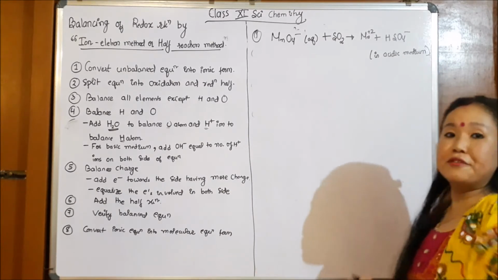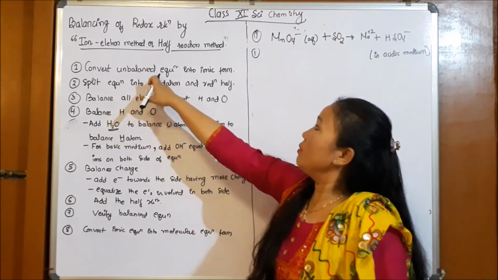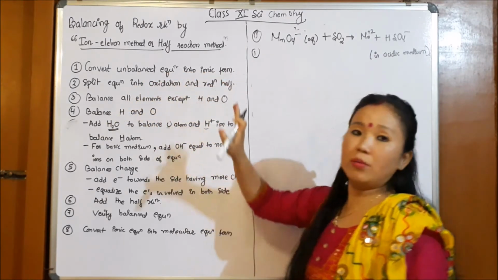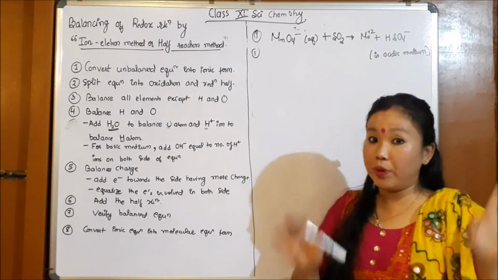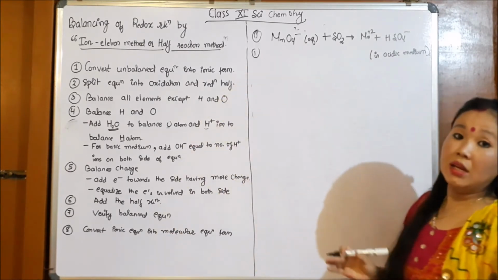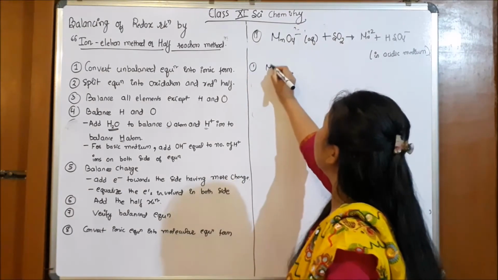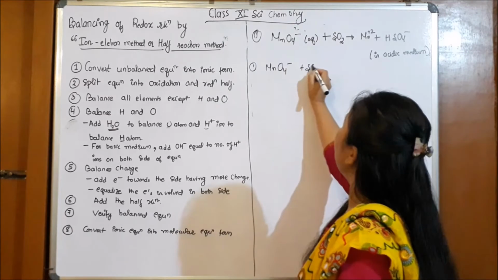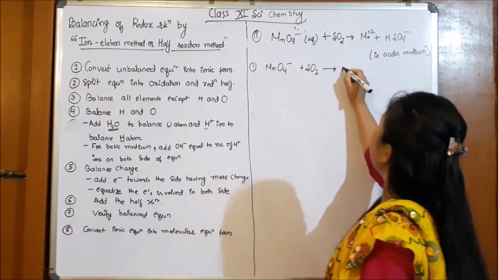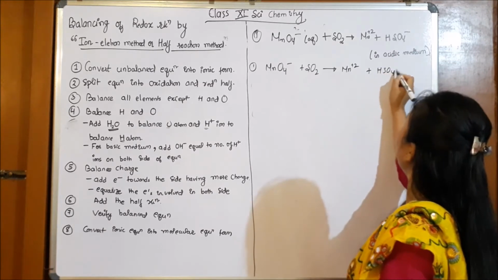Now what is the first step? Step 1. So you need to convert the unbalanced equation into ionic form. Suppose it is in molecular form, then you have to convert it into ionic form. This is already in ionic form, right? No need to do anything, so just copy the equation. MnO4 minus plus SO2 gives Mn plus 2 and HSO4 minus.